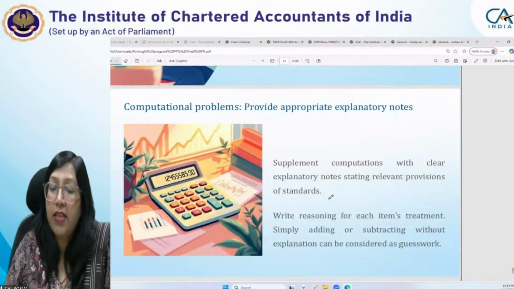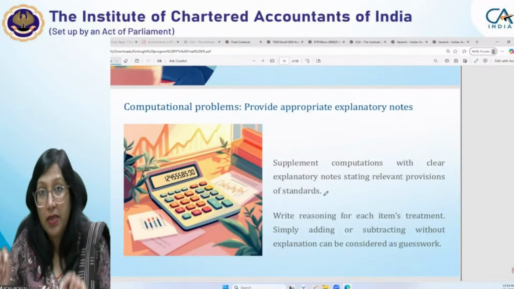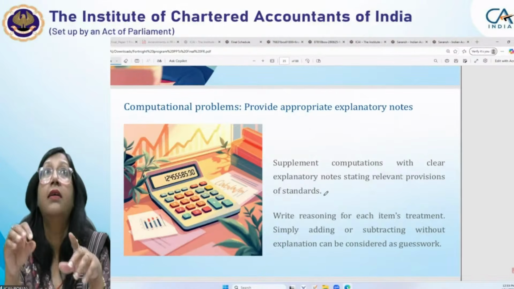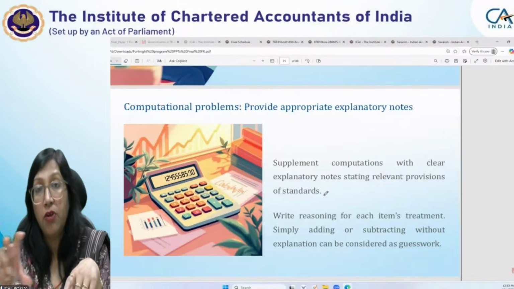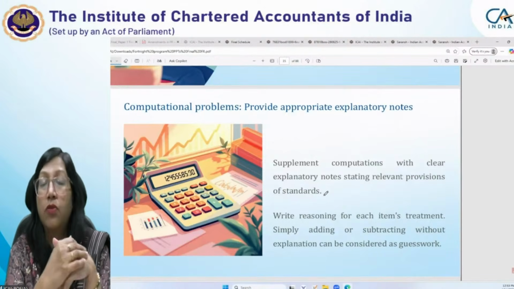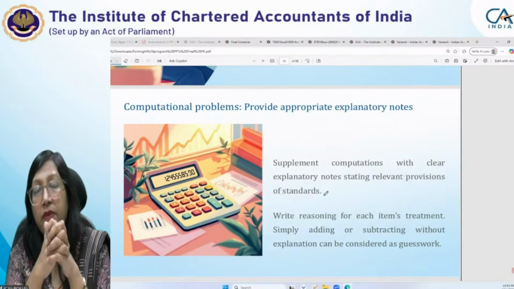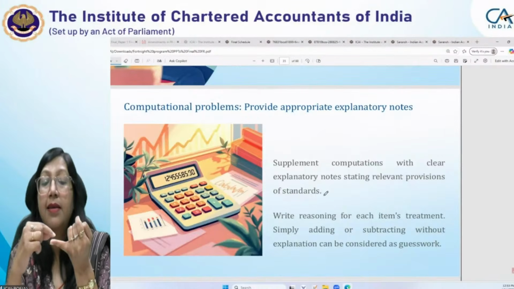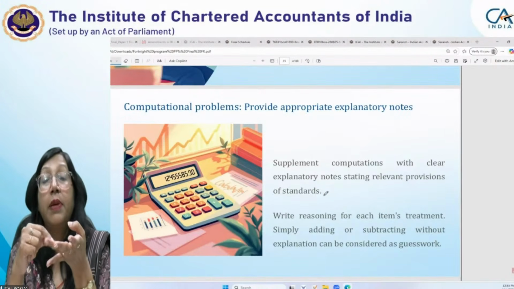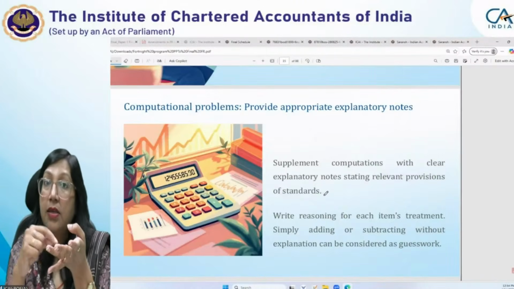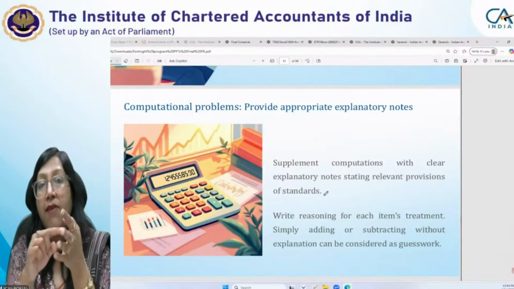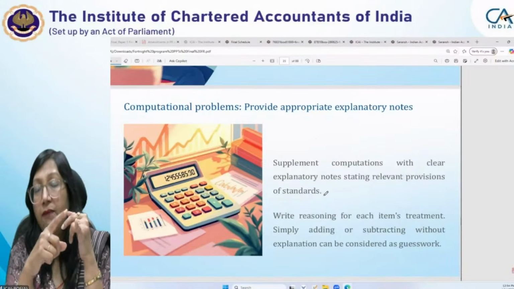Mastering application-based questions: supplement computation with clear explanatory notes, stating relevant verbs. One important thing I would like to mention is that in every question you'll have a requirement verb, the verb taxonomy. For example, discuss, comment, recommend, evaluate, present, disclose, determine, compute, calculate, whatever. Every word has a separate meaning.